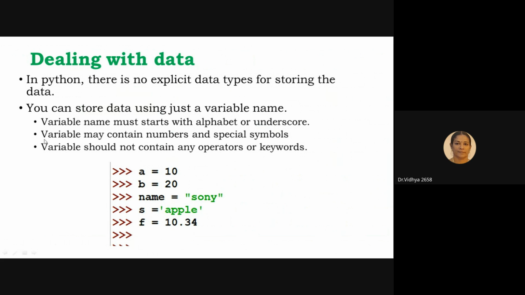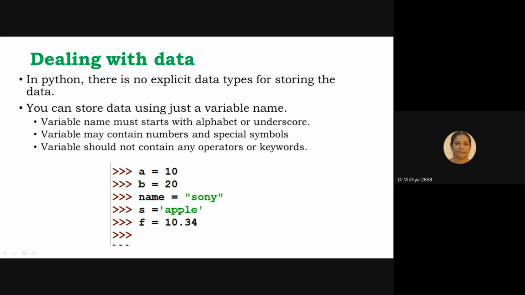So you can store the data. There are no explicit data types for storing the data, but we can store the data using the variable name alone. Simply, we can store the data in the variable name alone. This variable name must start with an alphabet or underscore. It may contain numbers and special symbols, and a variable should not contain any operators or keywords.